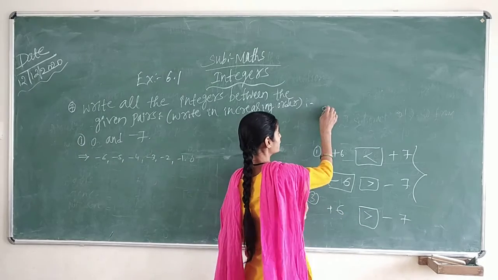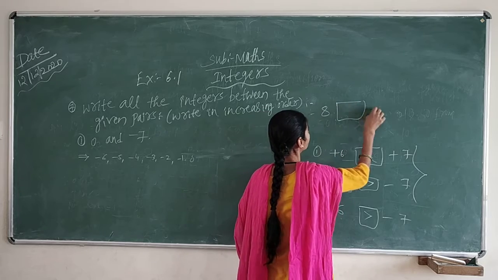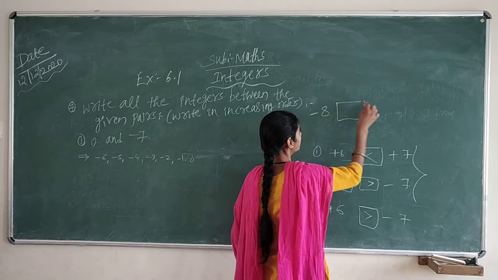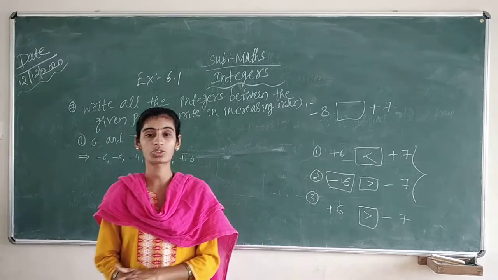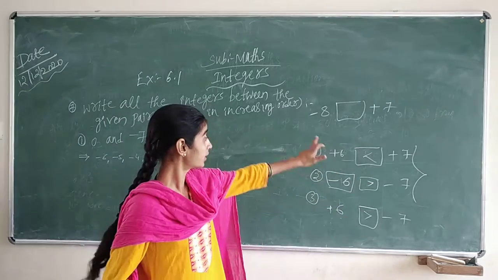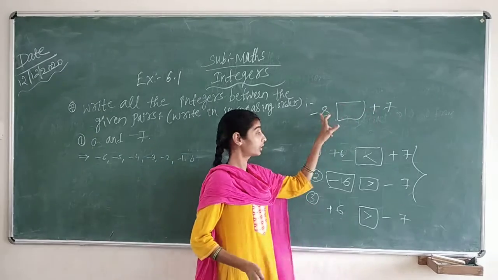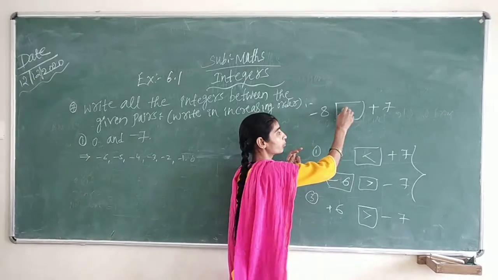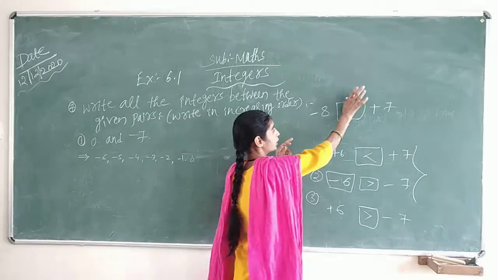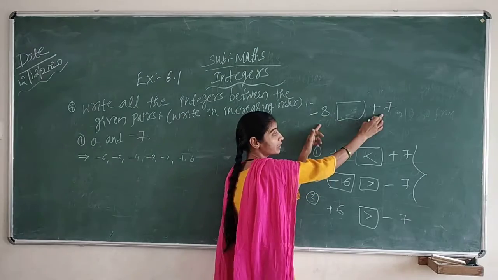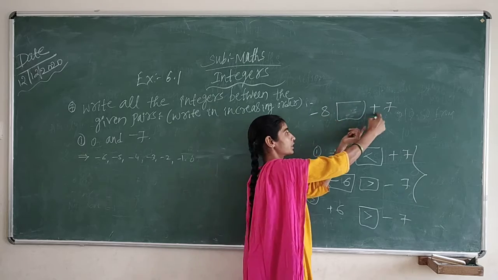Like for example, you can take minus 8 and plus 7. Which is the greatest of these two, children? Can you tell? Don't see the numbers only. Here it is 8, here it is 7. Don't blindly put the greater symbol on this. Along with the number, you have to see the sign also. Here it is minus 8, here it is plus 7.